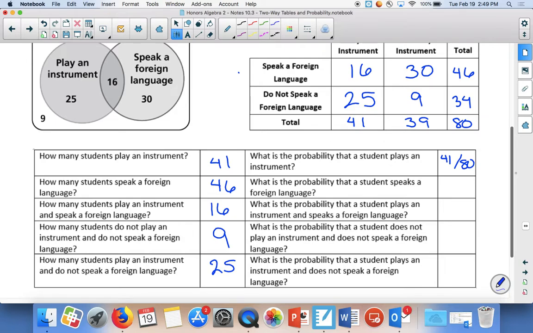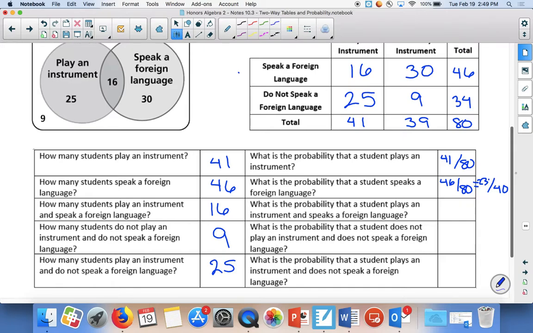Now, how many students speak a foreign language? That's the only thing that they're asking. So that's just 46 out of 80. But go ahead and reduce that. So that's 23 out of 40 because you can cut both of those in half. Okay?